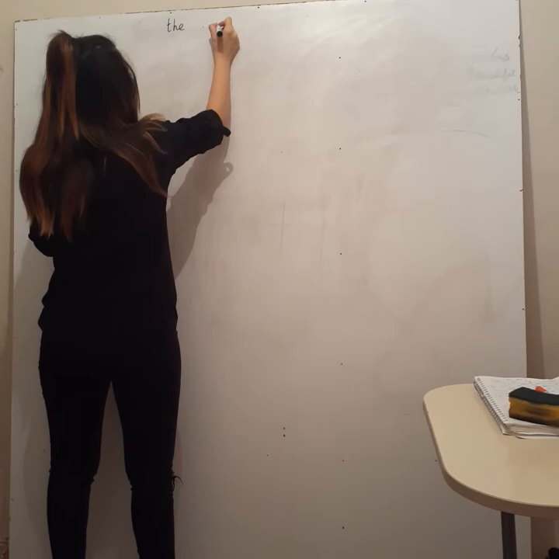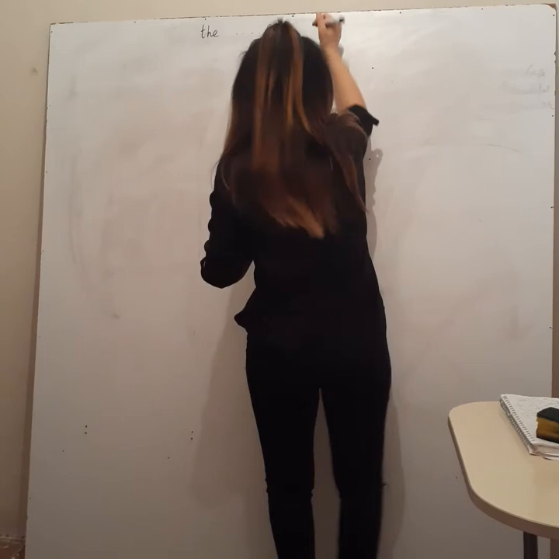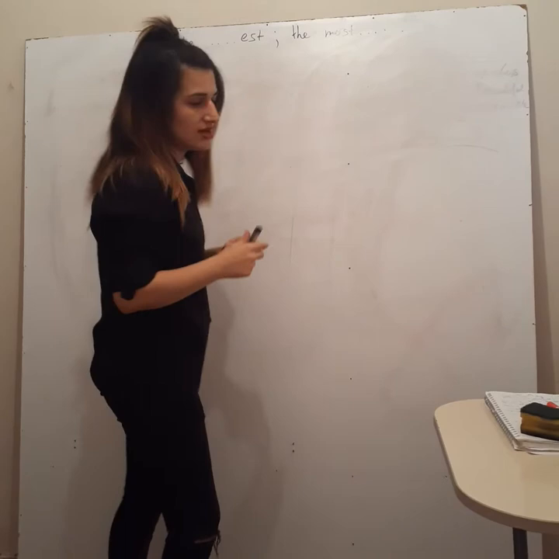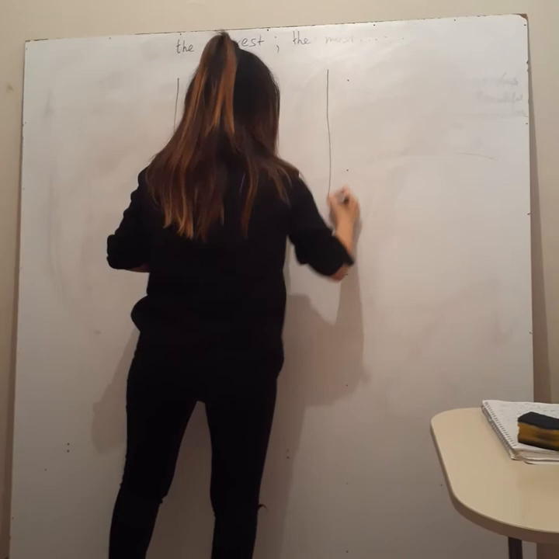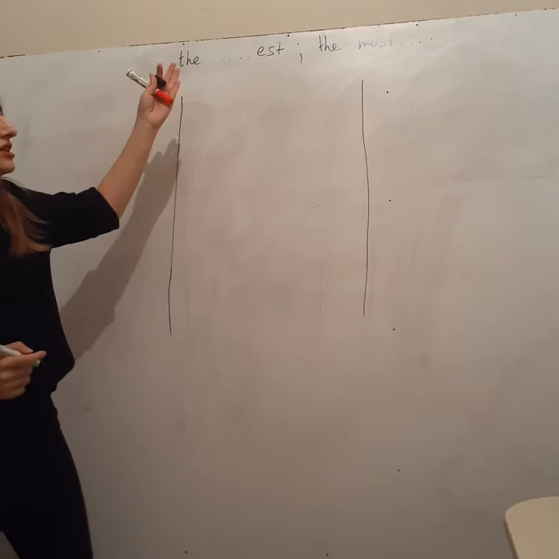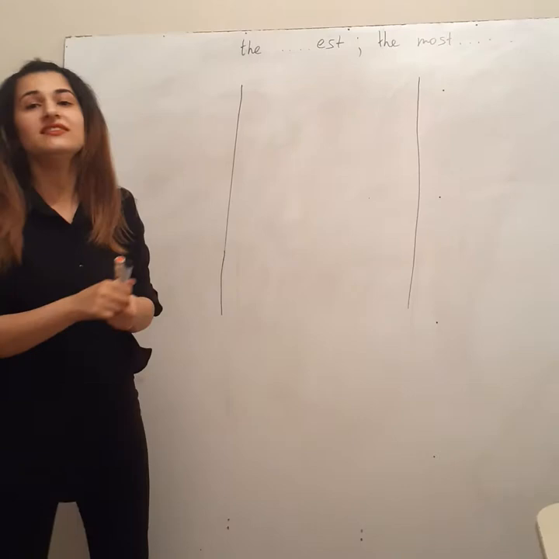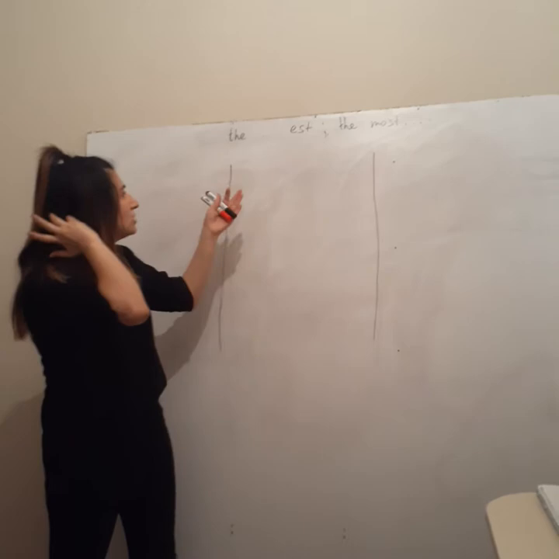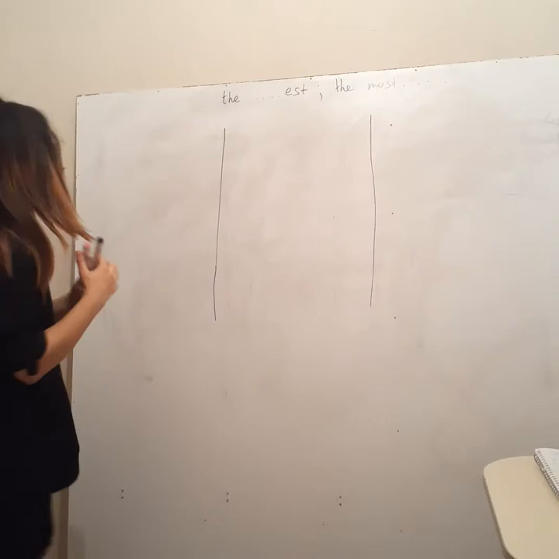Okay, the -est letters and the most, after adjectives. Okay, this is the structure. I'm going to teach you superlative adjectives over positive and comparative adjectives, and in this way you can remember comparative adjectives, and you can learn superlative adjectives clearly. Okay, first I must write here.